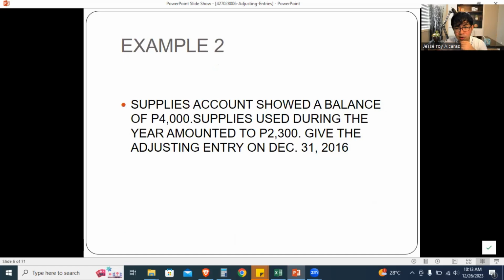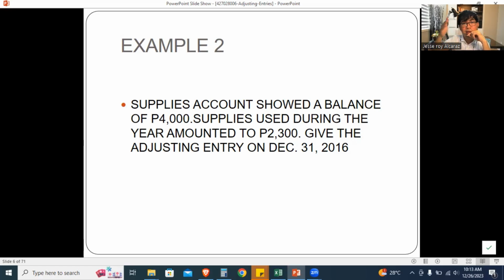Supplies. Okay, this is also a common account used in accounting. Supplies account showed a balance of 4,000 pesos. And supplies used during the year amounted to 2,300. Give the adjusting entry on December 31, 2016. So take note, pag sinabing supplies account showed a balance of 4,000, naa tay journal entry nga debit to supplies of 4,000 pesos during the period.